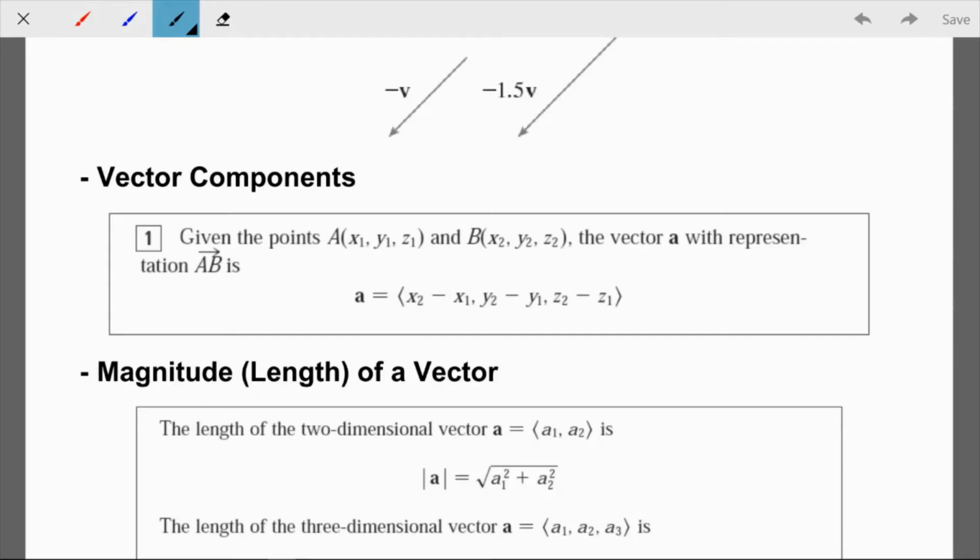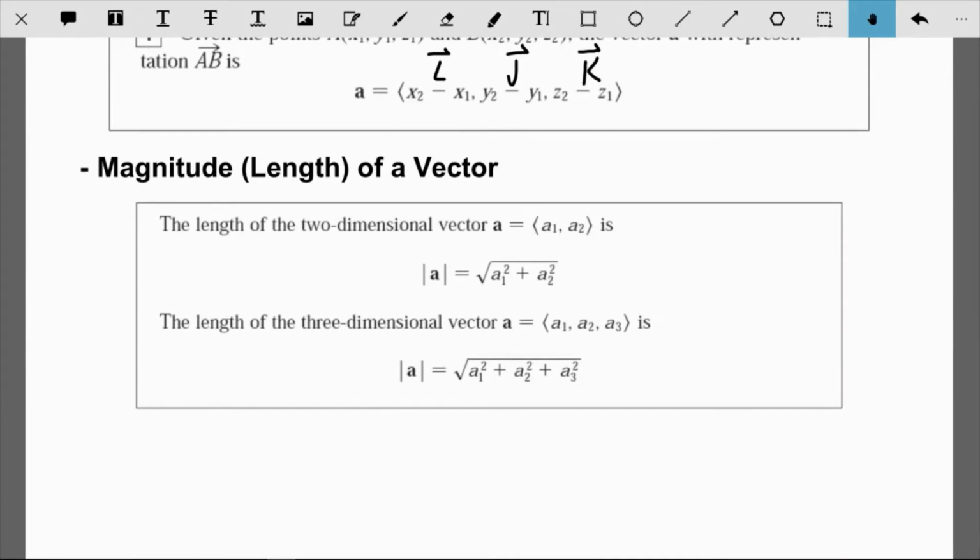Typically we refer to this as the i component. This we call the j component, and this one we call the k component. So we don't have to write i, j, and k when we have it in that bracketed component form, because it's just assumed that the first component is the i, the second is the j, and the third is the k.